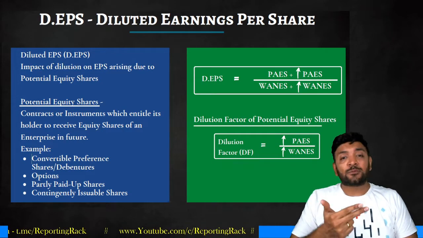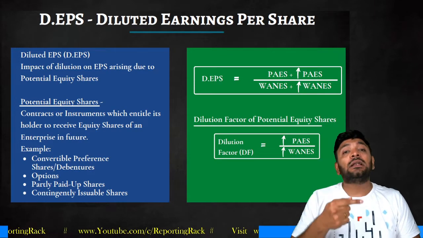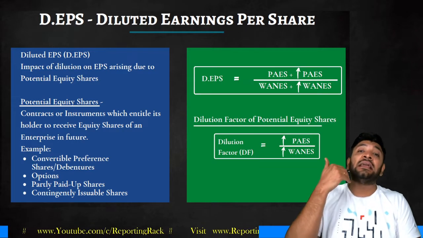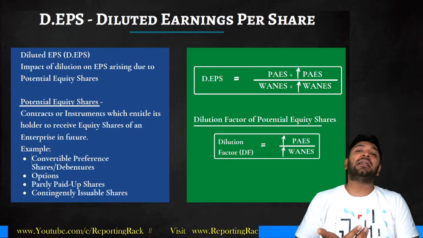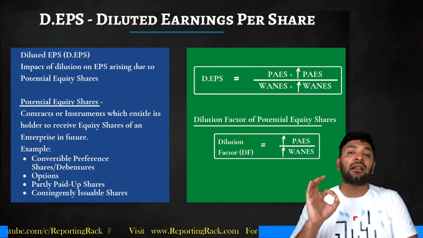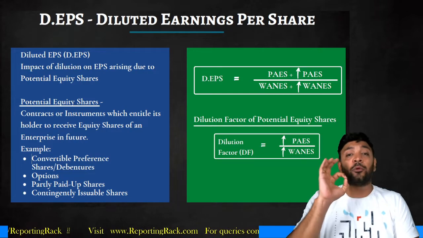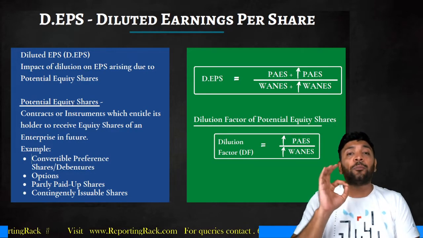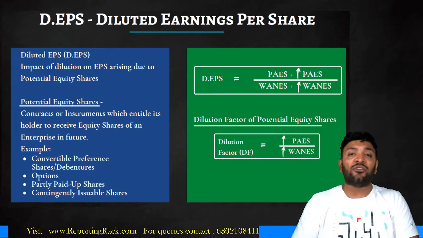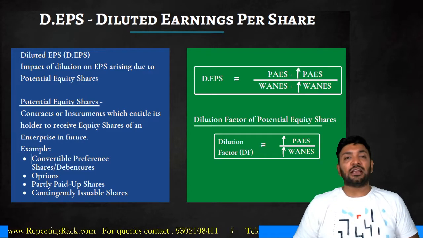But if the money is paid up, the balance 4 rupees is paid up, now I'll have to consider the total number of shares as 10 in computation of weighted average. Automatically there is an increase in the denominator, and automatically a reduction in the value of EPS. So even a partly paid up share can be considered a potential equity share for diluted EPS. They have a potential to dilute, to reduce the value of EPS. Now, this is my concept of potential equity shares.